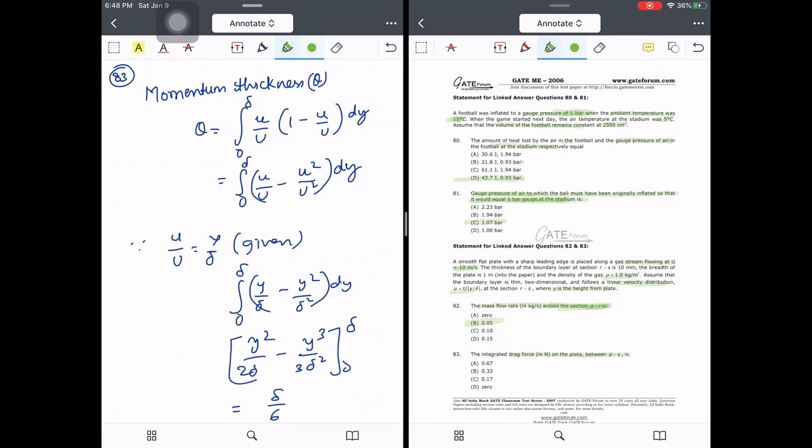Answer is 0.05. Now the integrated drag force on the plate in the PS section, the integrated drag force at the PS section.